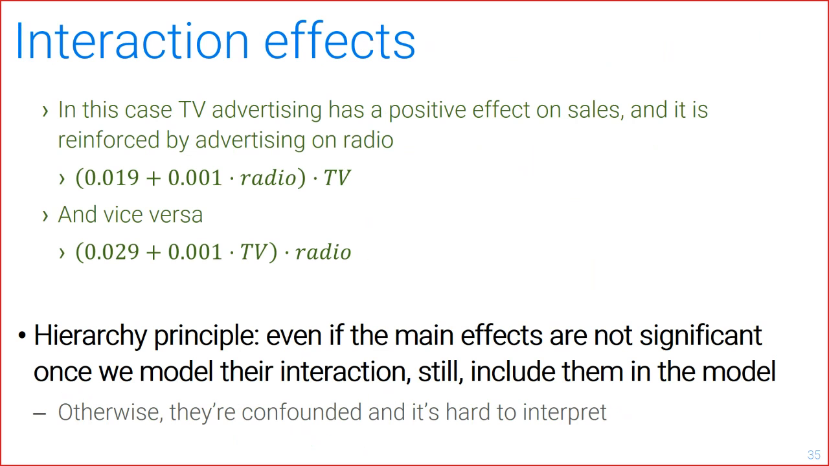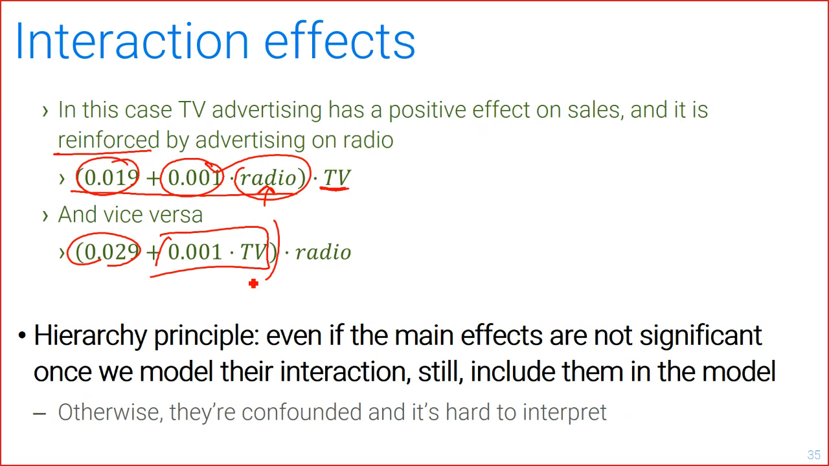So how do we interpret this? In this case, the TV advertising has a positive effect on the sales, and it's reinforced by advertising on the radio. So if we do the little bit of algebra that we did earlier, then the value for the TV has the following effect. We have the main effect, and then the interaction with the radio, whatever value we have for the radio variable, and vice versa for the radio. So this is the main effect of the radio, and again we have the interaction term. All those are multiplying the radio. So the total effect now is again the main effect plus the interaction.